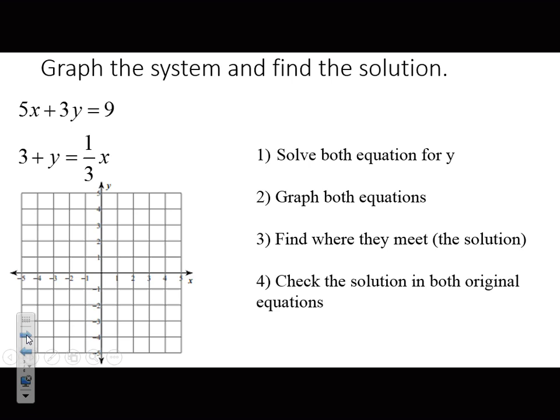And once you find the solution, you have to check it in both of the original equations to see if they are true. Okay, this is what we worked on the other day, so just make sure that you get these steps written down for me. All right, here we go.